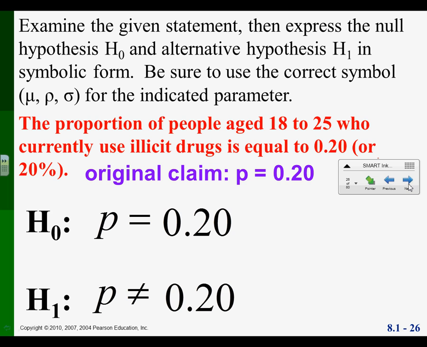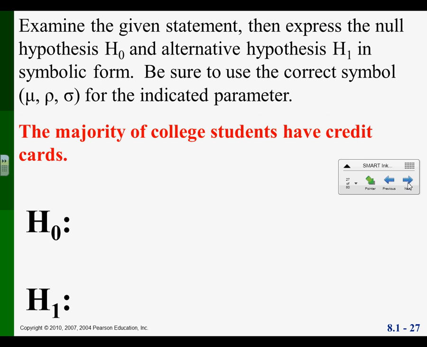It's hard. That's why this chapter takes so long, just the wording of it and the thinking of it. Okay? Here we go. The majority of college students have credit cards. That's a claim. If you go through this, you might understand why I make the comments I do sometimes when you say things.